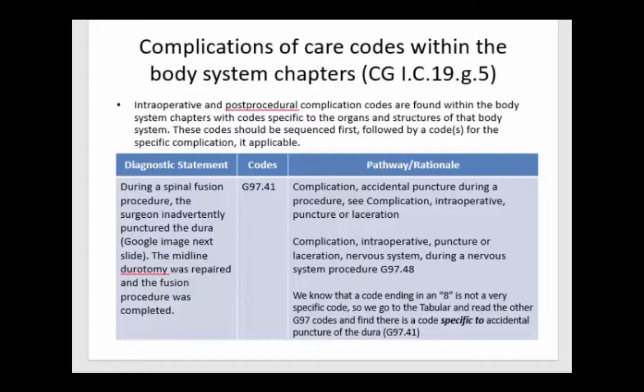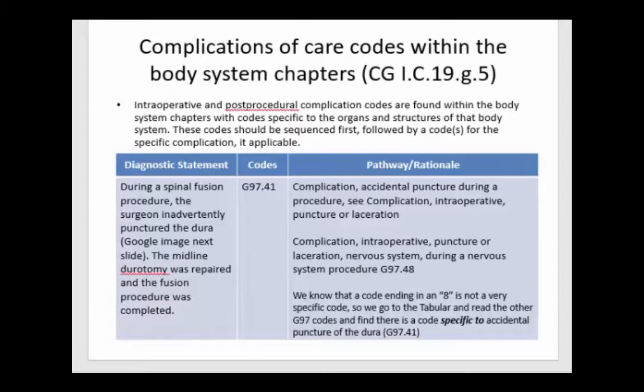So the coder is going to code the accidental puncture of the dura. And this is one of those situations I've mentioned to you throughout the semester where the alphabetical index gets you in the neighborhood, but maybe not in the exact house you want to be in. So I would take this G97.48, knowing that that fifth character of an 8 is a more non-specific code. So I'm going to always look for a more specific code when I can.